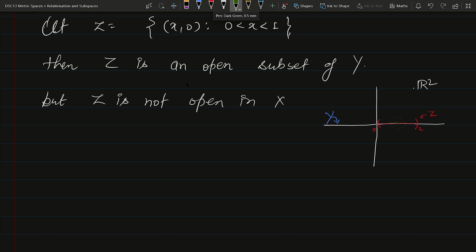So you can see we have a set Z which is open in Y, in the subspace, but not open in R square, which is our parent metric space.